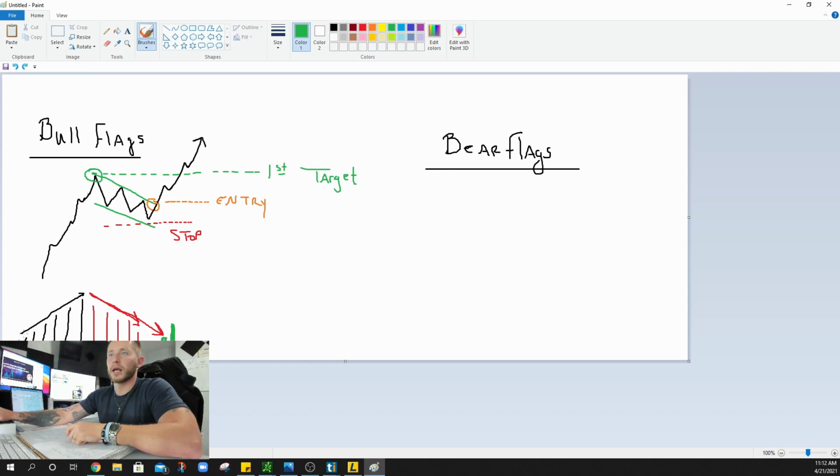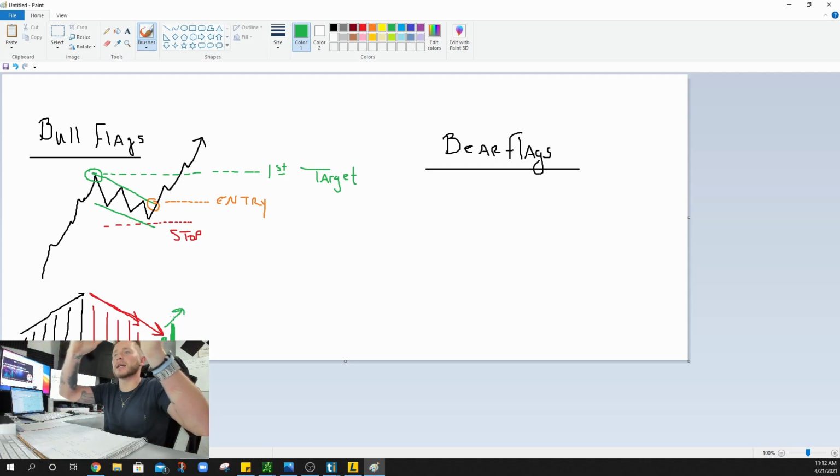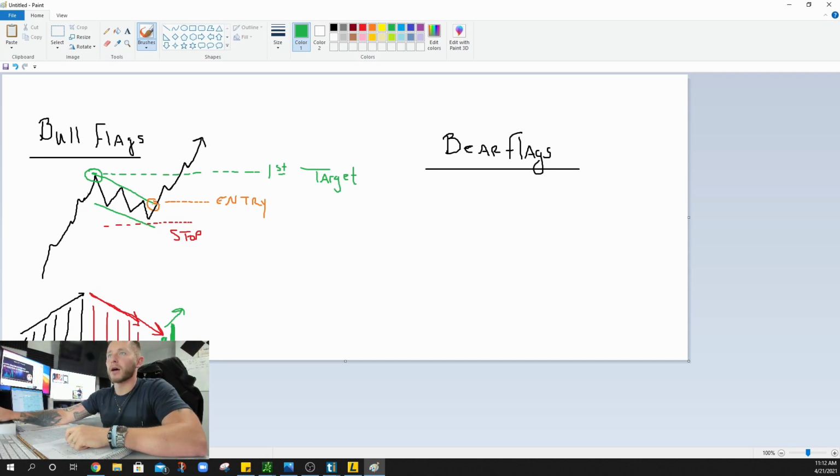So again, pole, increased volume. Flag, a period of consolidation, decreased volume. You're waiting for a confirmation in volume, a confirmation that you've seen the sellers being depleted transition into buying. So you're looking for the pop in volume. You're looking for buyers to move in, an increase in buying volume at the break of the downtrend. That is your entry, right? Your entry is a break of the downtrend. Your stop is below the consolidation low.